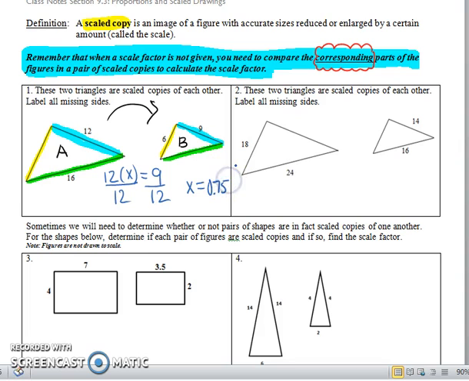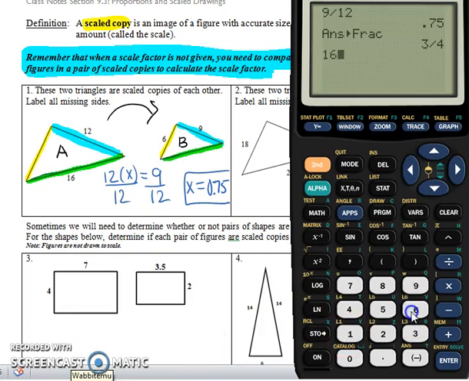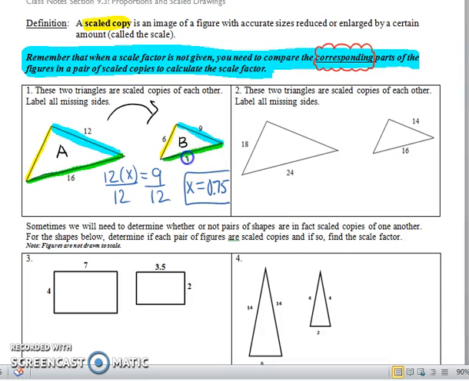So essentially what I'm saying is take all of the sides in triangle A, multiply them by this scale factor, which is 0.75, and you will get the resulting dimensions in triangle B. So let's do the green side. If I have 16 on this side, I want to know what the corresponding side would be in triangle B. So I'm going to take 16, multiply it with 0.75, and I get a result of 12. So that means that this green side on triangle B is 12.